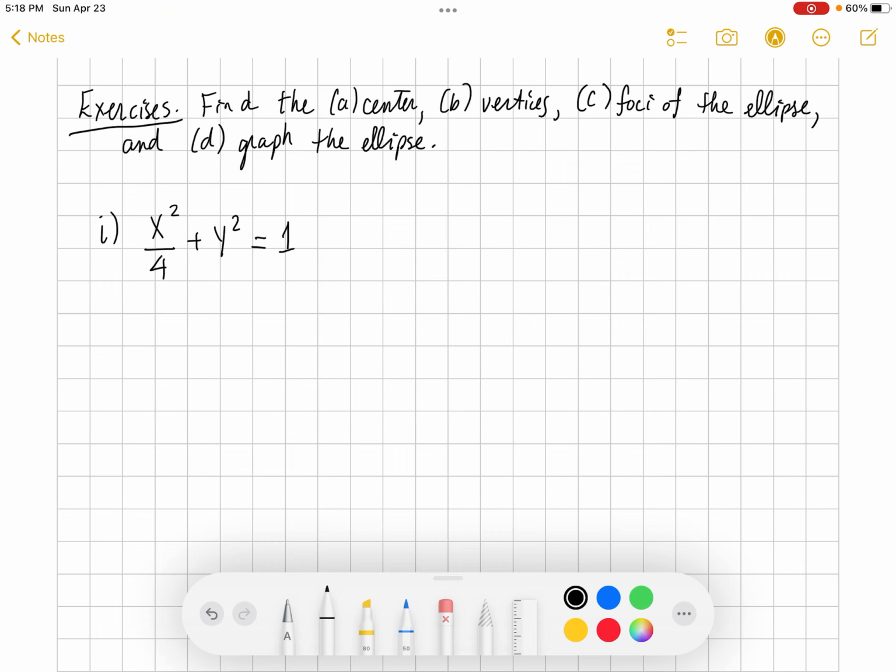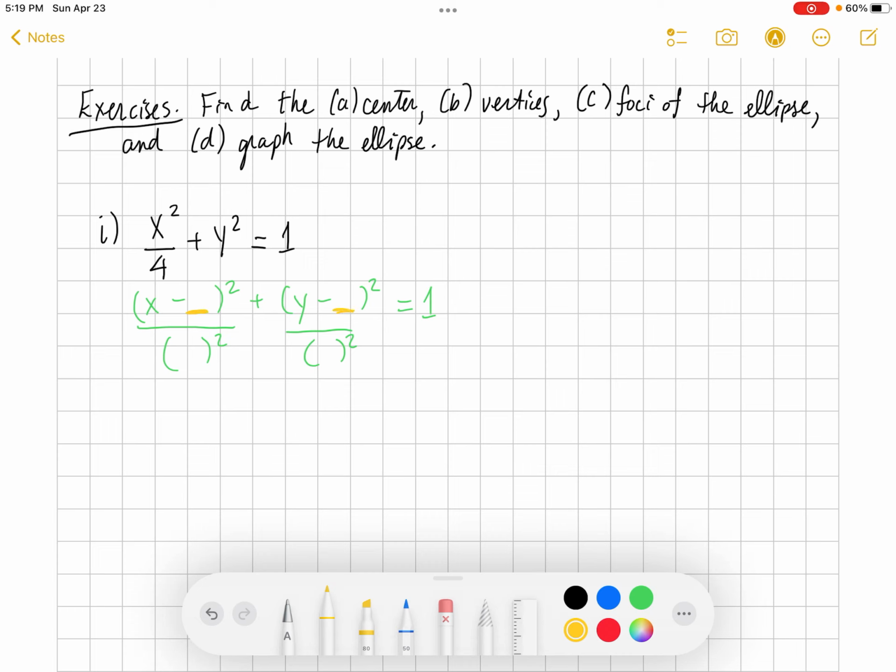So let's look at this first problem here. Find the center of the ellipse, find the vertices for the ellipse, find the foci of the ellipse, and then graph the ellipse. So first we want to get this in standard form. So I'll use green, I guess. (x minus blank) squared over blank squared, plus (y minus blank) squared over blank squared, equals 1. That's going to be my standard form for an ellipse.